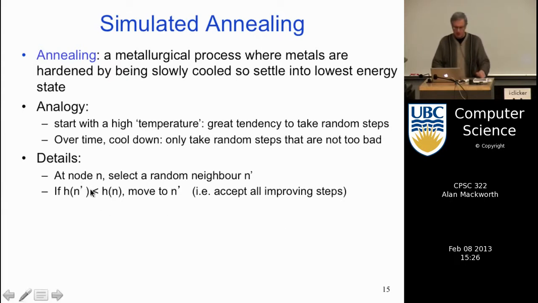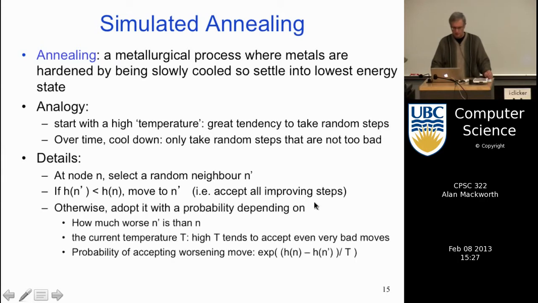So here's the detail. At some node, select a random neighbor. If the heuristic function of the neighbor is better than the node you're at, you move to the neighbor. You accept all improving steps. However, you may accept a state if it's worse than where you are. The higher the temperature, the more likely you are to accept nodes that are worse, okay? It'll depend on how much worse it is and the current temperature. And you make the probability of accepting worsening moves the exponential of the difference in the heuristic function divided by the temperature.